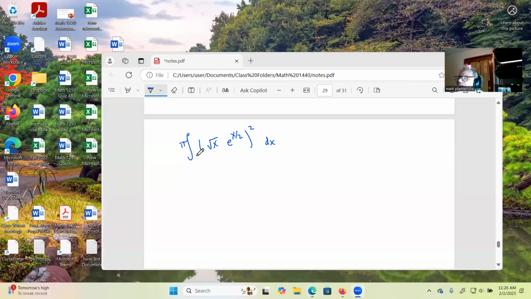We have a volume of revolution of a function that looks like the square root of x, e to the negative x over 2. We're going to revolve this about the x-axis. So we are going to think about how this looks, something like this. I wouldn't expect you to graph it, but we're going to go ahead and revolve it around the x-axis.